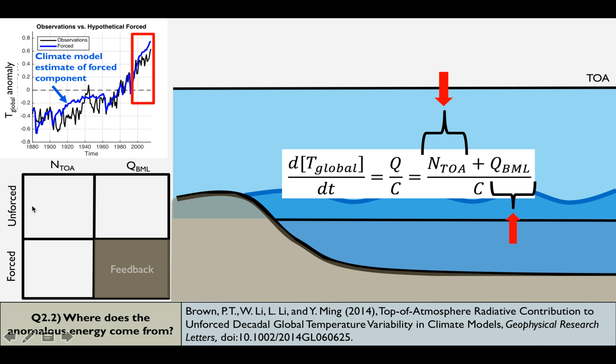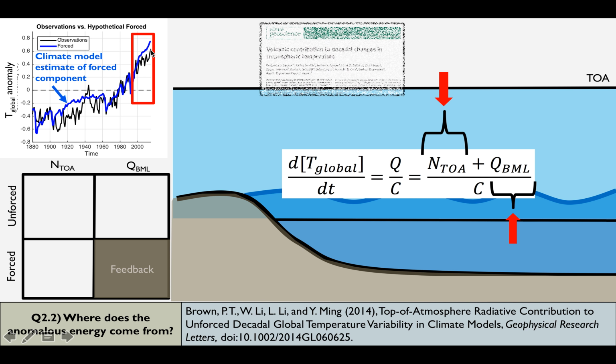You could imagine that unforced variability could happen in net top of atmosphere energy imbalances. Unforced variability could happen in these QBML fluxes. Forced variability, of course, can happen regarding the net top of atmosphere energy budget. We don't usually talk about forced variability in terms of the flux between the mixed layer and the deeper ocean. That's usually considered to be a feedback. But of these three remaining categories, two get emphasized a lot more than another one.